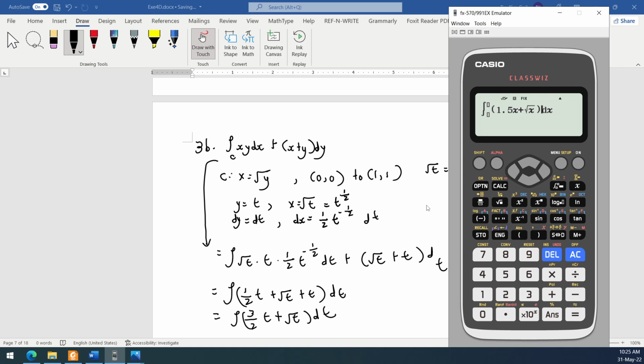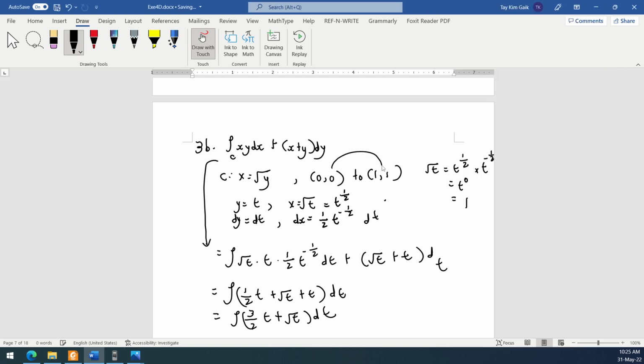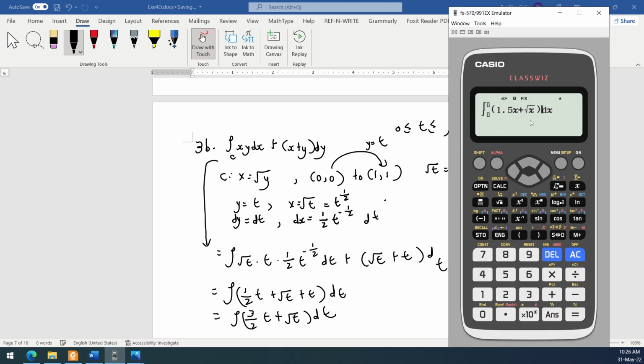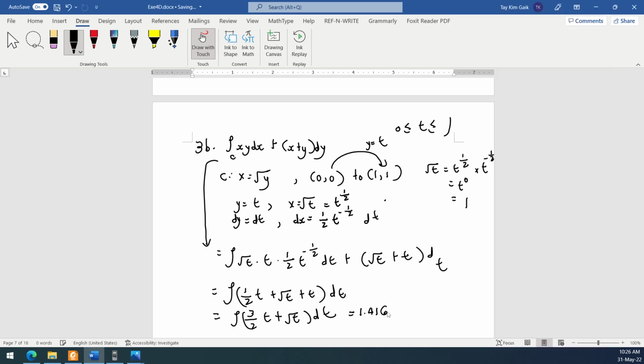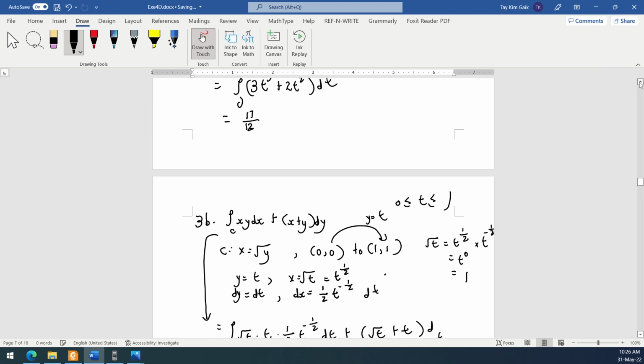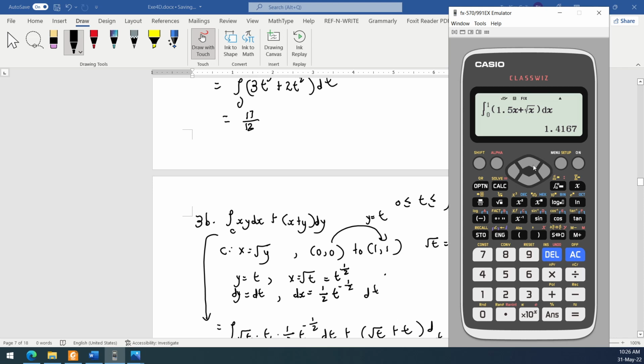Okay, then x from where to where? Okay, y equal to t, y from 0 to 1, because y equal to t. That's why t also goes from 0 to 1. So the t is the x in the calculator, which is 0 to 1. You get 1.4167. Just now we obtained it here, and we see this answer is the same. 17 over 12 is 1.4167.